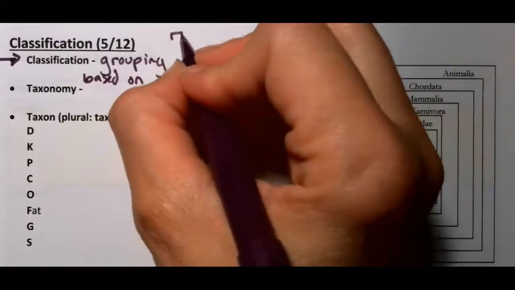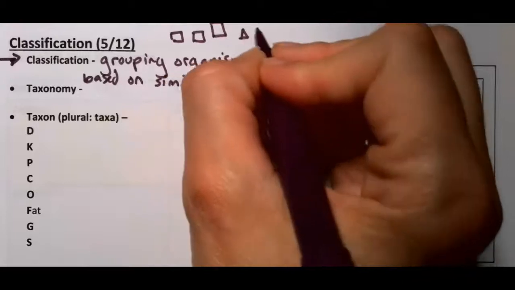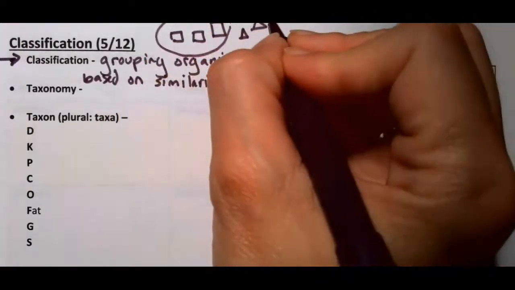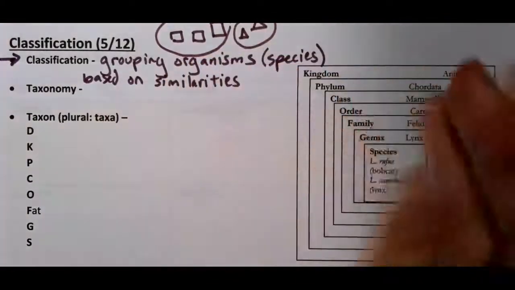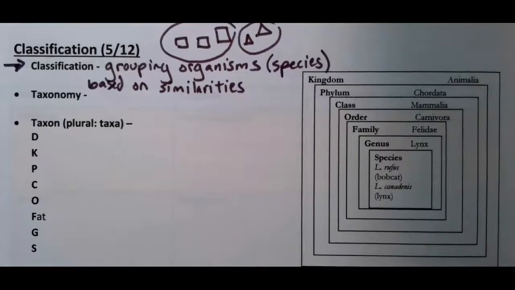So for example, if I was making shapes, I could group all of the squares together and all of the triangles together. Or I could group the big shapes and the small shapes together. So that's classification.